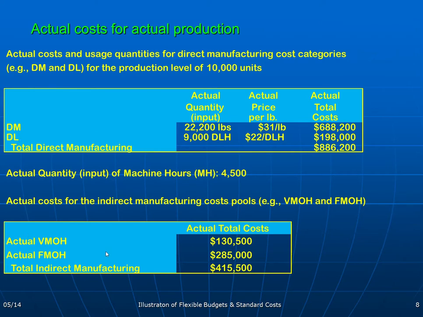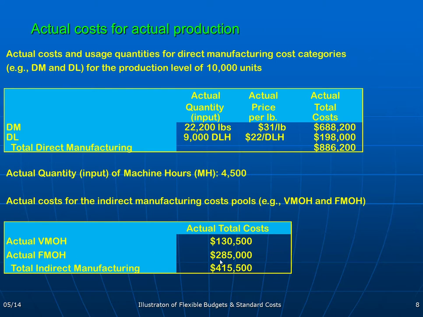If we come down here to variable manufacturing overhead, our actual cost is $130,500. What was our standard cost for variable manufacturing overhead? Well, our rate was $12 per unit. We produced 10,000 units, so that's $120,000. So that's going to be a flexible budget variance of $10,500.